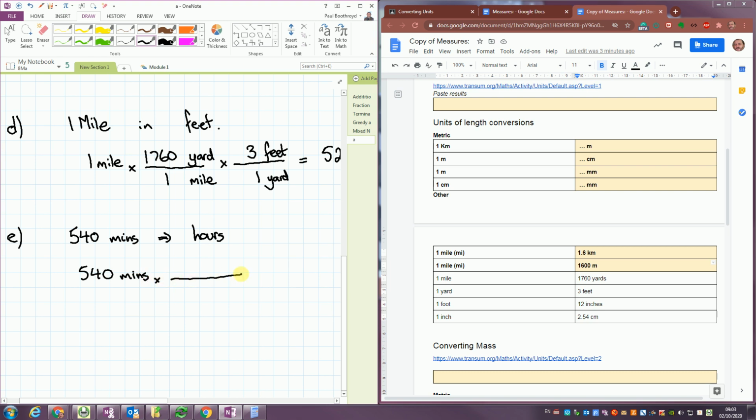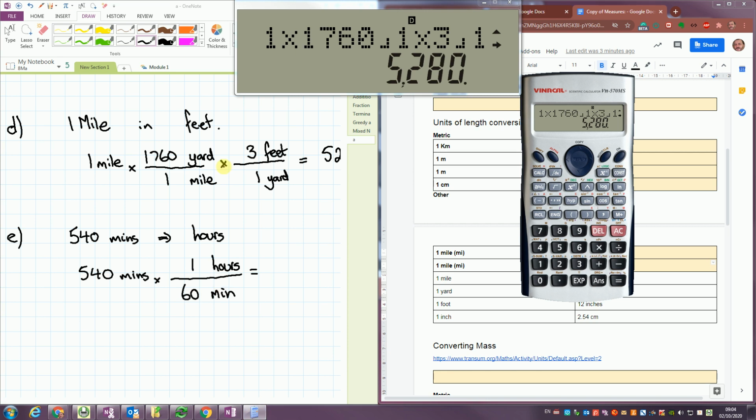And I do a conversion fraction. The minutes need to be on the bottom. Now, do I know a conversion from minutes to hours? Yes, I do. So I'm going to put the hours straight in. And the conversion I know is 1 hour is 60 minutes. So I take my calculator and I calculate it. So 540 multiplied by 1 over 60. And that gives me 9 hours.